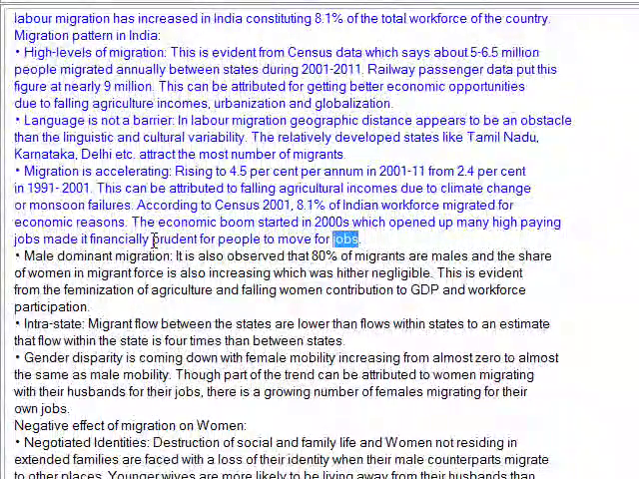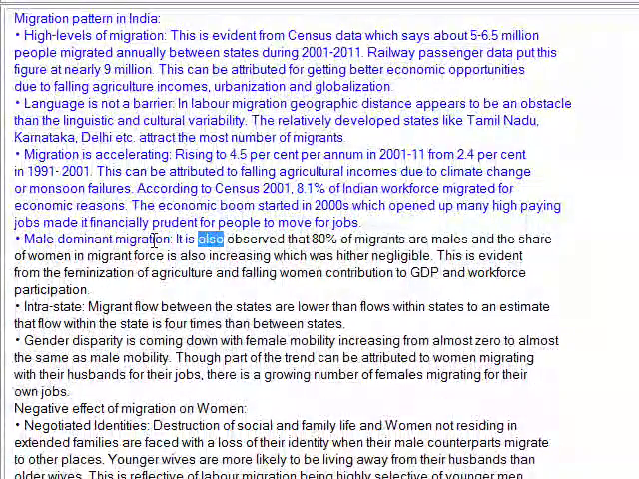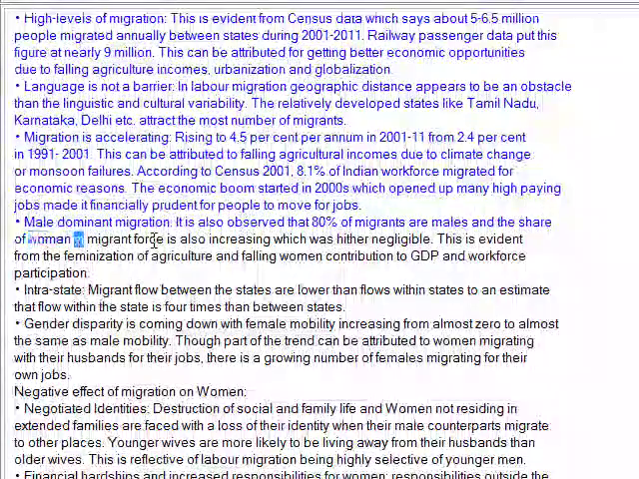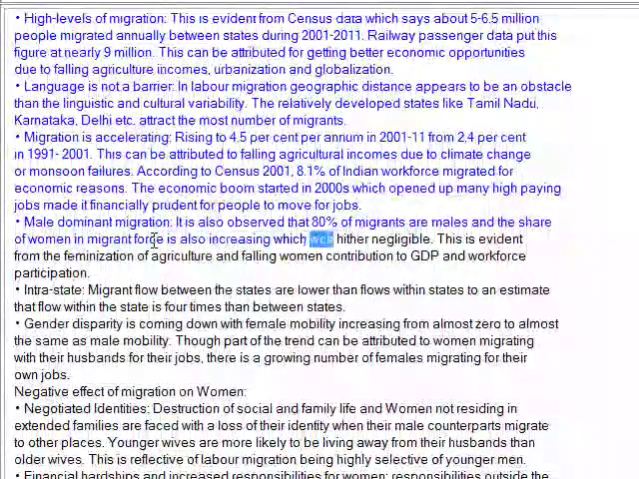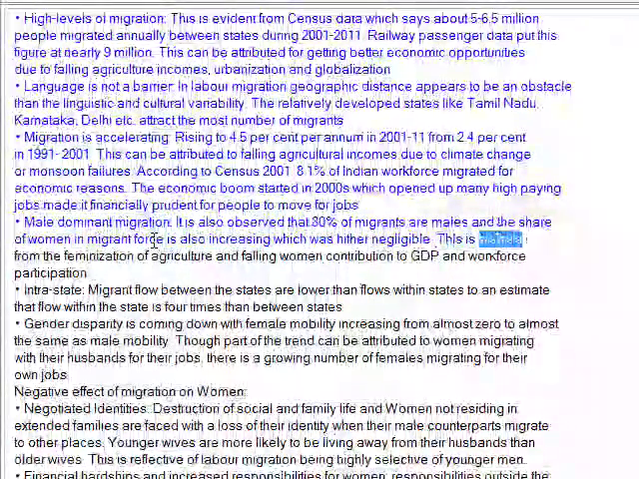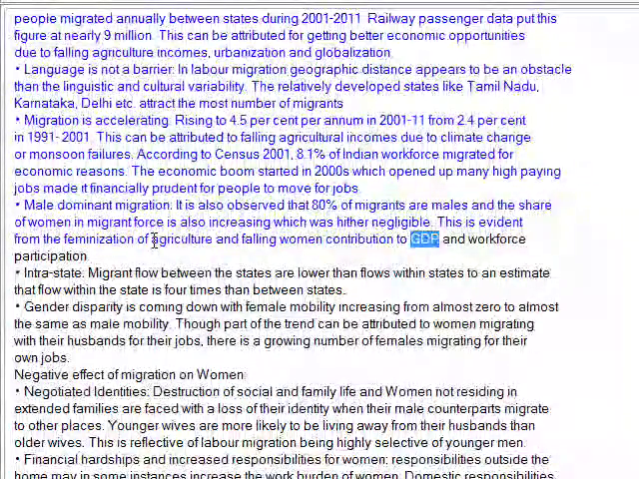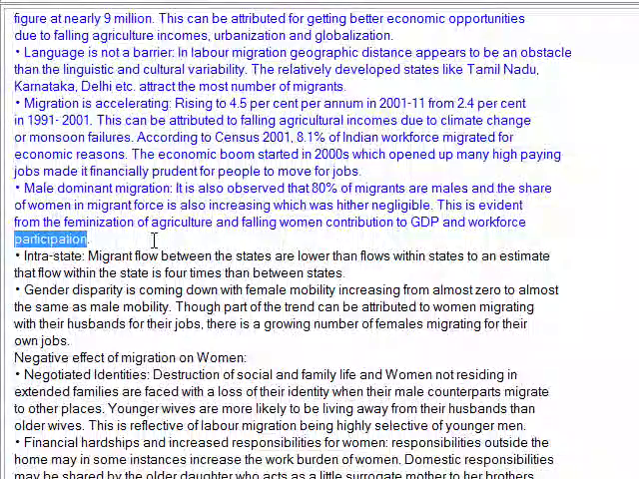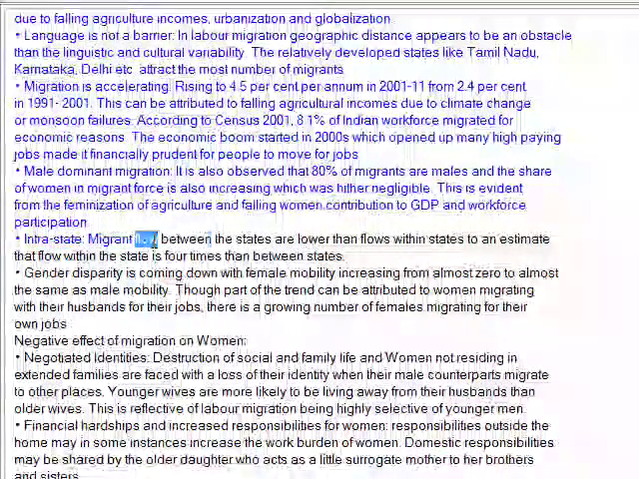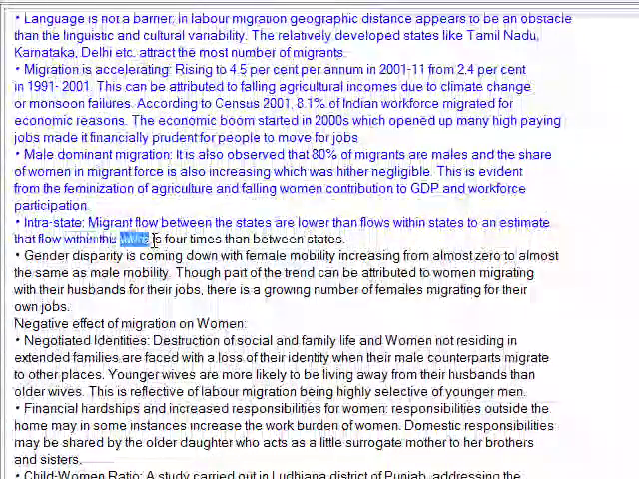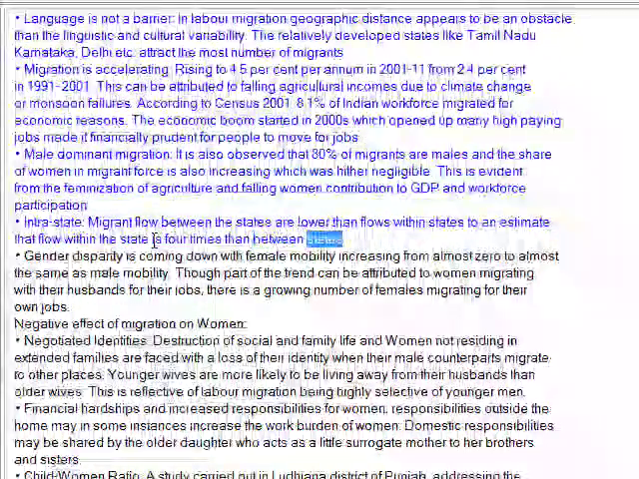for jobs. Male-dominant migration. It is also observed that 80% of migrants are males, and the share of women in migrant force is also increasing, which was hitherto negligible. This is evident from the feminization of agriculture and falling women contribution to GDP and workforce participation. Interstate migrant flow between the states is lower than flows within states. To an estimate, the flow within the state is 4 times than between states.